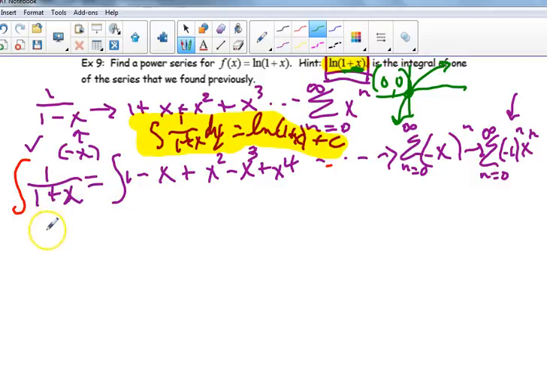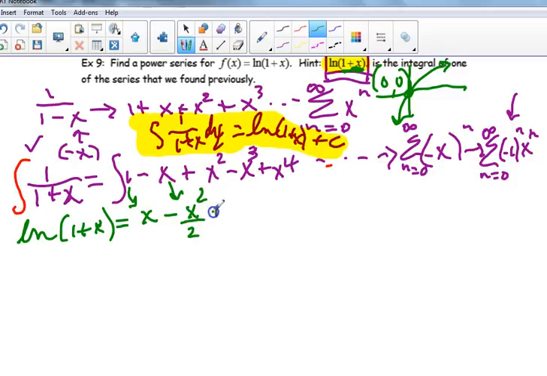So the integral of this, which is ln 1 plus x, is going to be the integral term by term. So the integral of 1 is going to be x. Integral of x is going to be, and it's negative, so negative x squared over 2, plus x cubed over 3, minus x to the 4th over 4, plus, and you can see the pattern.